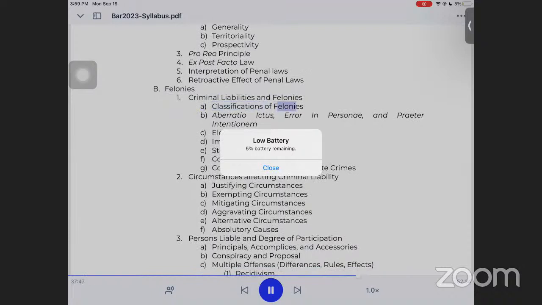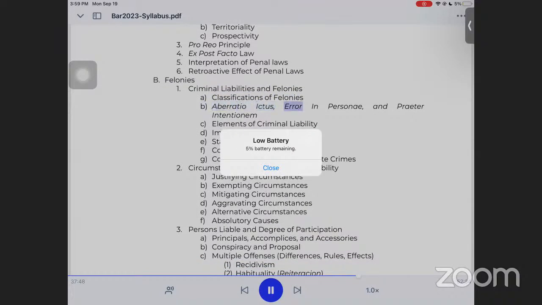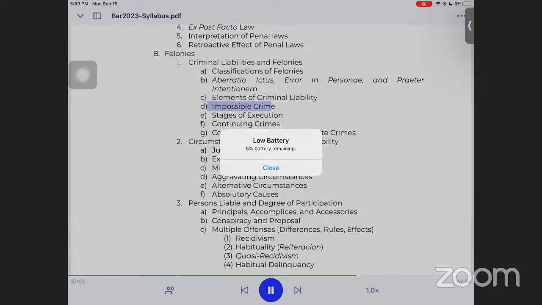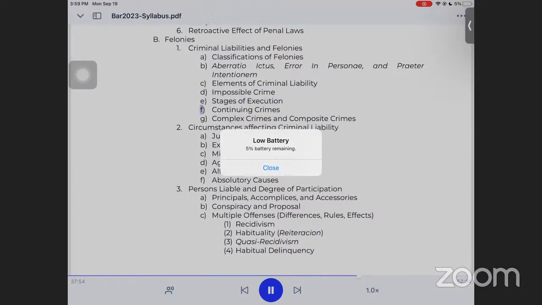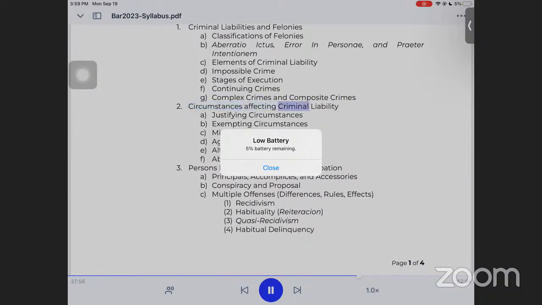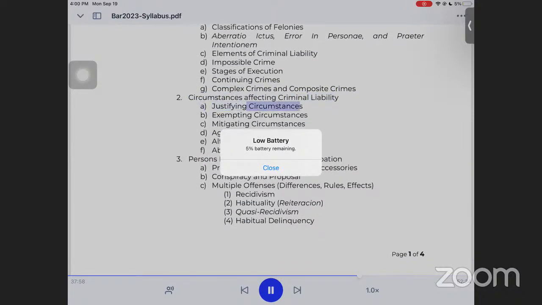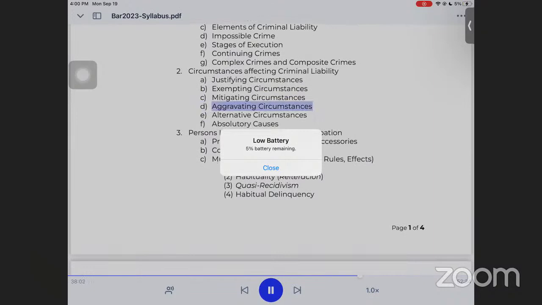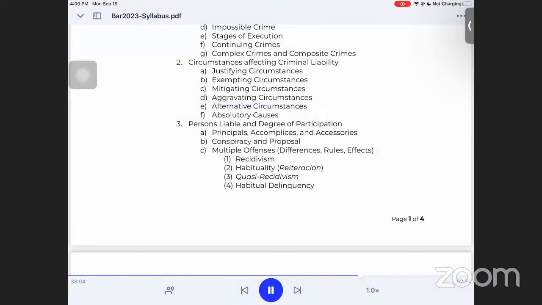A. Classification of felonies. B. Aberratio ictus, error in personae, and praeter intentionem. C. Elements of criminal liability. D. Impossible crime. E. Stages of execution. F. Continuing crimes. G. Complex crimes and composite crime. 2. Circumstances affecting criminal liability. A. Justifying circumstances. B. Exempting circumstances. C. Mitigating circumstances. D. Aggravating circumstances. E. Alternative circumstances. F. Absolutory causes.